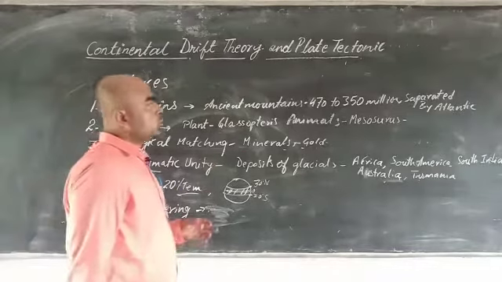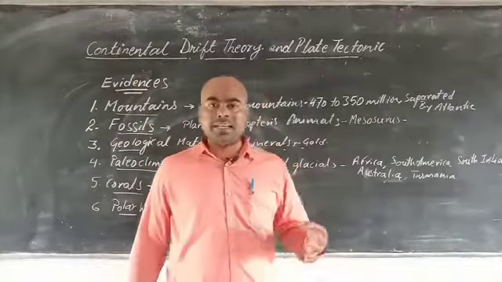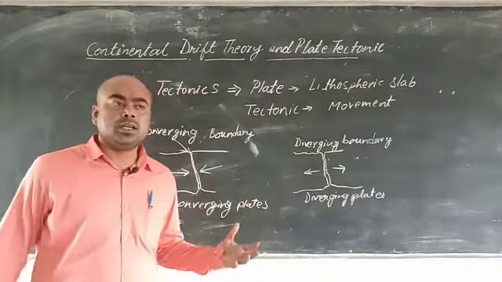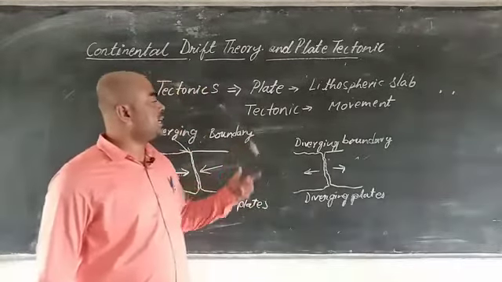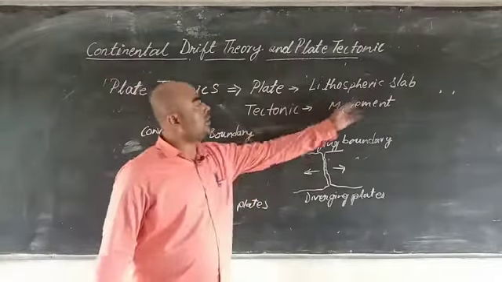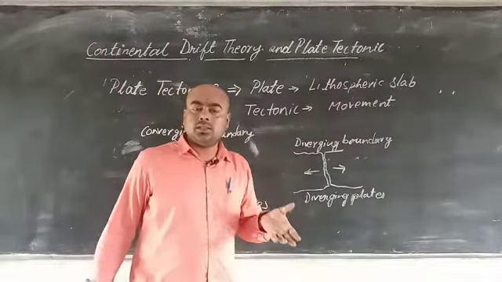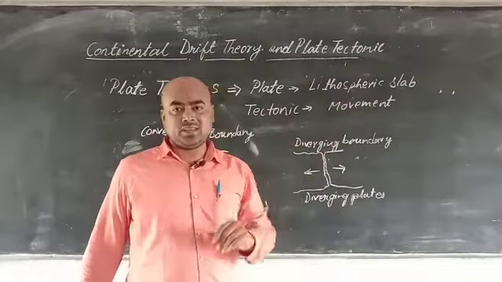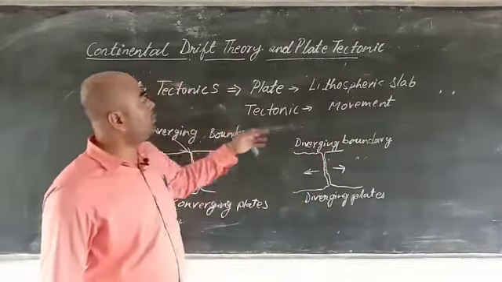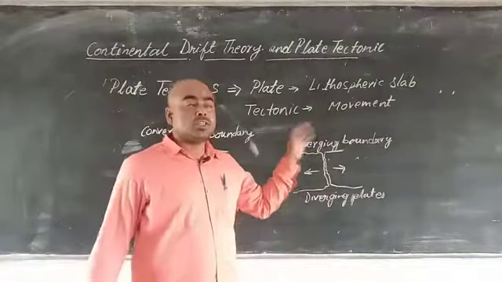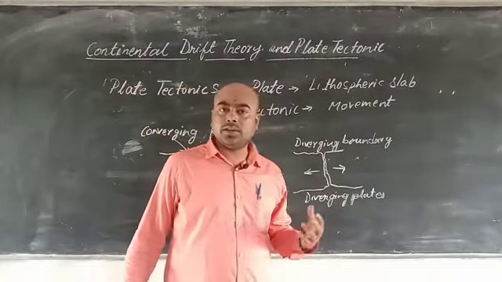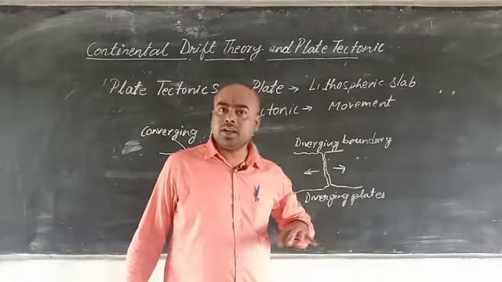Is that clear? So next we are moving on to plate tectonics. So what is plate tectonics? Plate tectonics is derived from two words, plate and tectonic. Plate means the lithospheric slab, the upper crust part of the earth. And tectonic means movement of this part. So that's why it is known as plate tectonics, as we have already discussed through the continental drift theory, the movement of different continents.